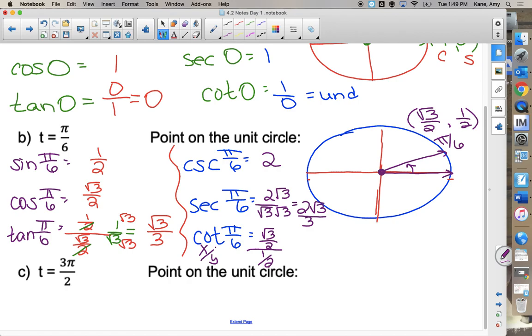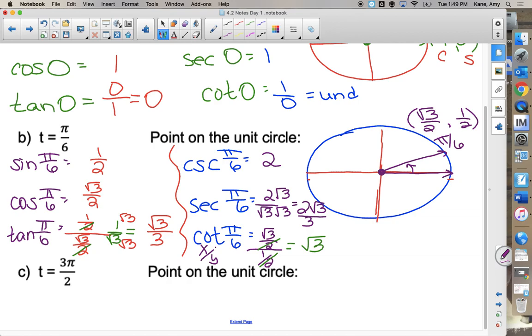Kevin, what happens when I do the square root of 3 over 2 divided by 1/2? You multiply, and then you're left with square root of 3 over 1. Yeah. I like doing it that way because then I don't have to rationalize it. Being lazy. A little lazy. Questions.